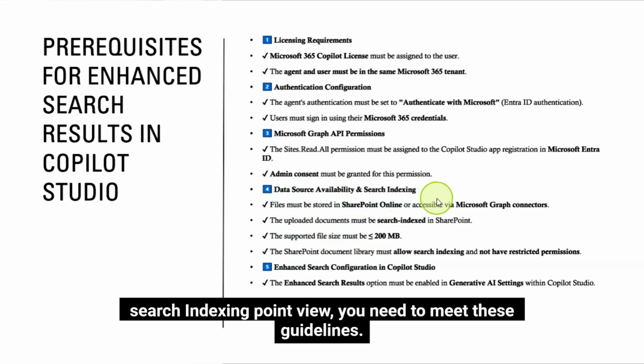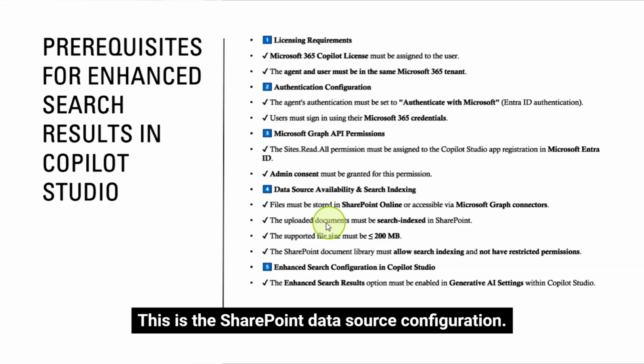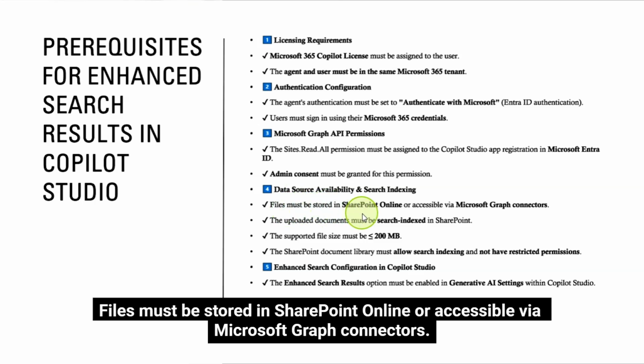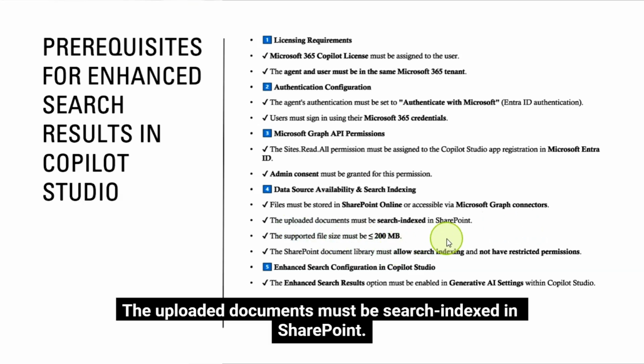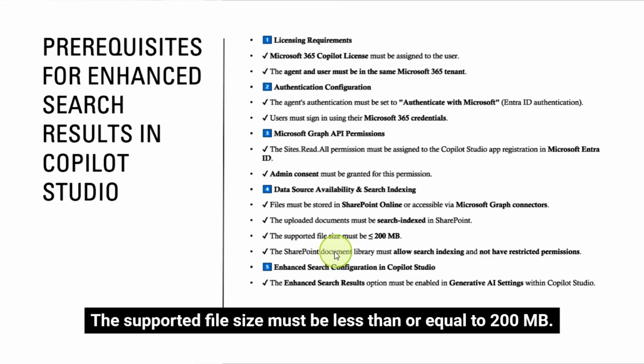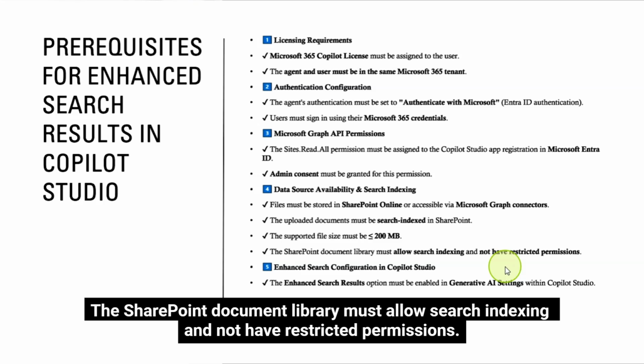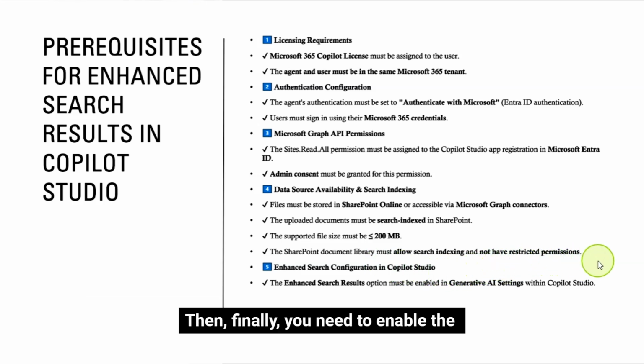Then, from the data source availability and search indexing point of view, you need to meet these guidelines. This is the SharePoint data source configuration. Files must be stored in SharePoint Online or accessible via Microsoft Graph connectors. The uploaded documents must be search indexed in SharePoint. The supported file size must be less than or equal to 200 megabytes. The SharePoint document library must allow search indexing and not have restricted permissions.